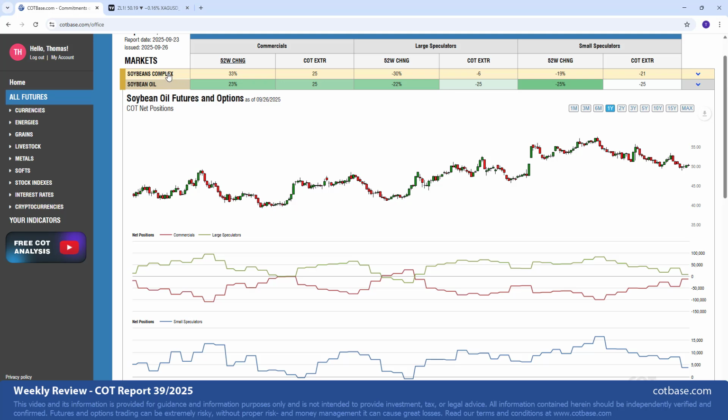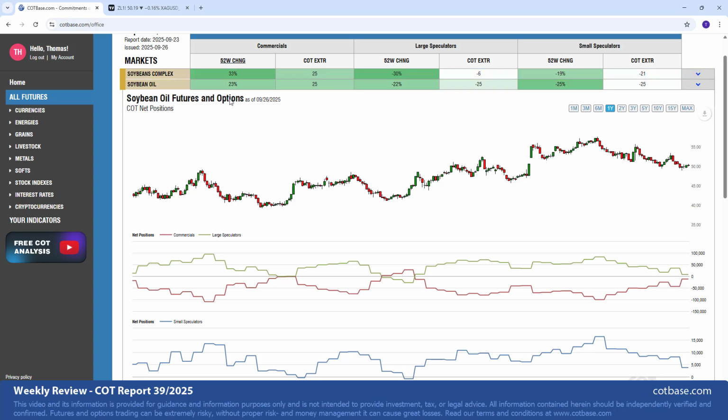Complex is simply a term we use here at COTBase where we collected the sector markets. So in this case, we're talking about soybean meal and soybean oil, and we added up the individual contract COT data, compiling one complete sector data. So it gives you a bit more understanding of all participants throughout all the different markets within that category.